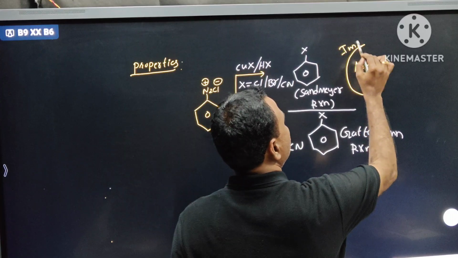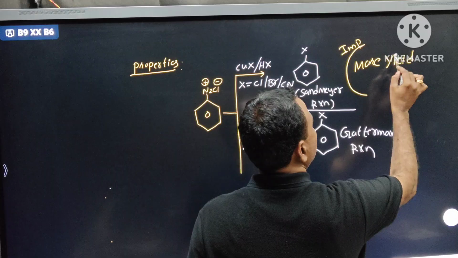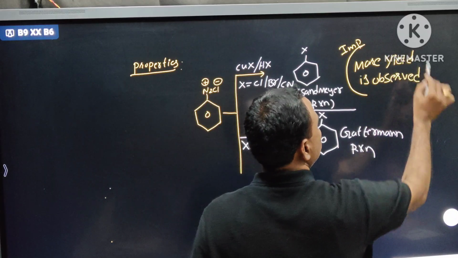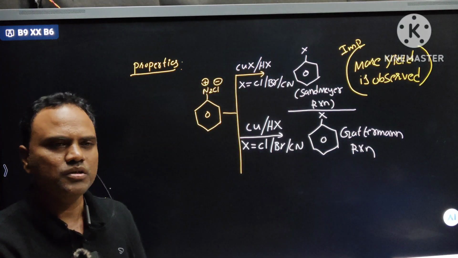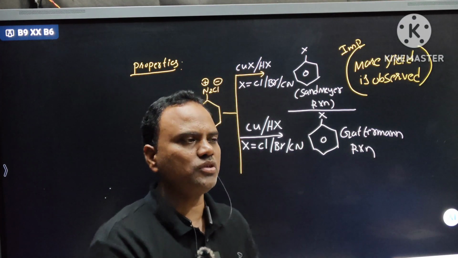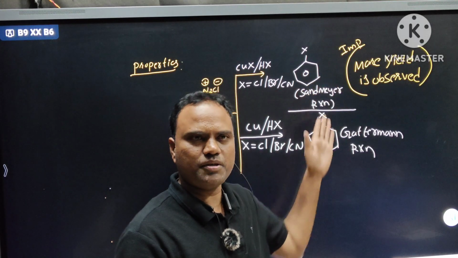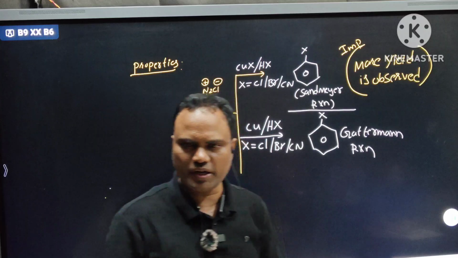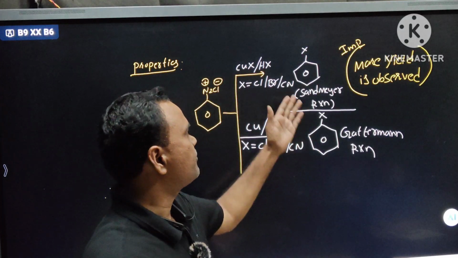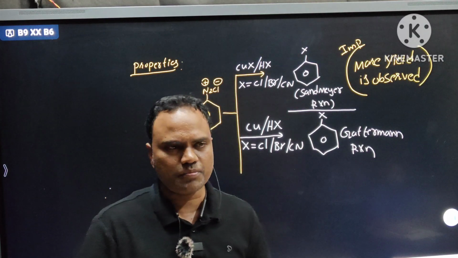Very important point I am giving. More yield is observed in the Sandmeyer reaction compared to the Gattermann reaction. Sometimes you will get statement type questions. In Sandmeyer reaction, the amount of product is more. For example, we can prepare chlorobenzene by this method, and by the other method too, right? But more chlorobenzene is formed in the Sandmeyer reaction. Statement type questions, reason assertion type questions.